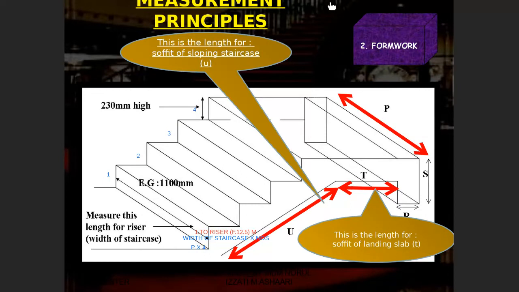Item number 2 is formwork to the open string. I show you the measurement according to the drawing. Item number 2 is open string, so I use red color. The red color is the item that you have to measure for open string. For open string, you have to refer to F.16.3. This is going to be measured in meter square.